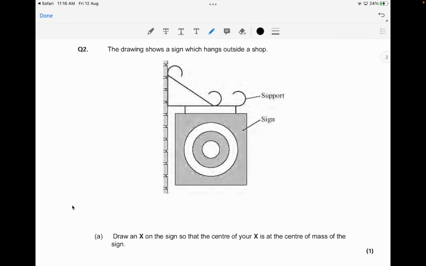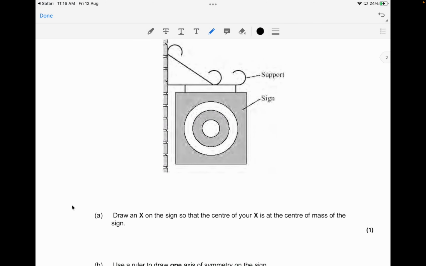Alright, so the drawing shows a sign which hangs outside the shop. You guys can see that you have to draw an X on the sign so that the center of your X is at the center of mass. So the center of mass is just a point where the mass is thought to be concentrated at that specific point. So center of mass on the sign. I think it's roughly about the center somewhere here. If you draw an axis of symmetry, it should be somewhere right at the middle of this. Basically the center of X is at the center of these concentric circles.